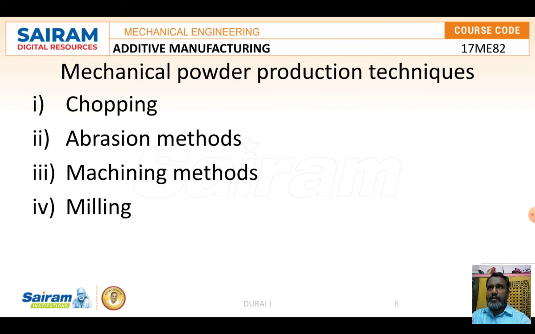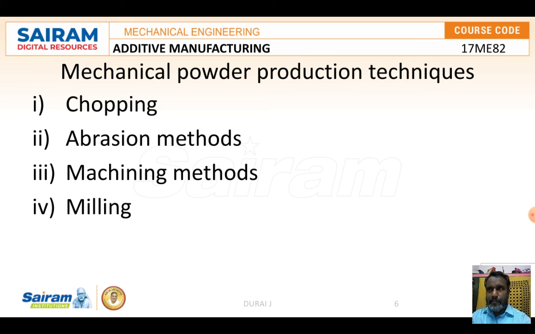Then comes the machining method. Sorry, scratching. Here a hard pin is rubbed on some soft metals, and in this method powder flakes are produced. The scratching technique is used on a large scale for preparation of coarse magnesium powders. Okay, so this is about scratching.